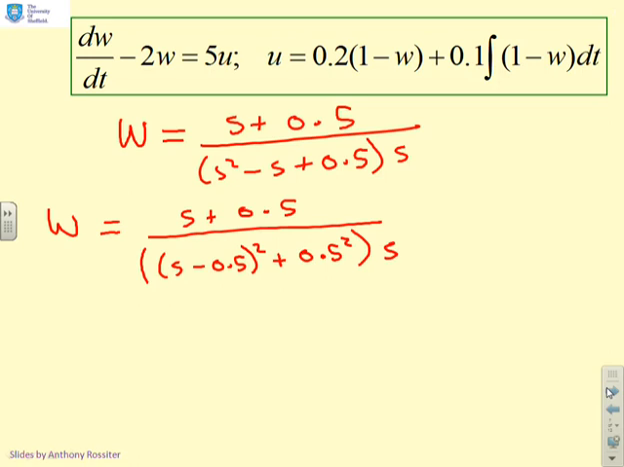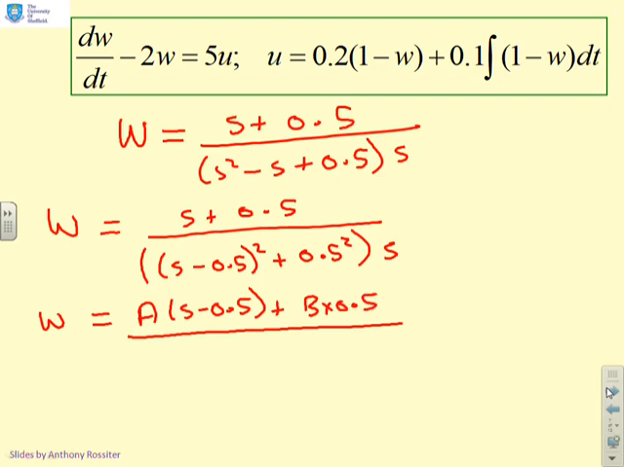So finally, having got into the requisite form, I can now do partial fractions. I'm going to get w equals a into s minus 0.5, so that will be the cosine term, plus b times 0.5, that's the sine term, and that will be all over s minus 0.5 squared plus 0.5 squared, and then plus c over s. So you'll see I've used the standard trick of writing the partial fractions in the form that I expect I will get from my table.